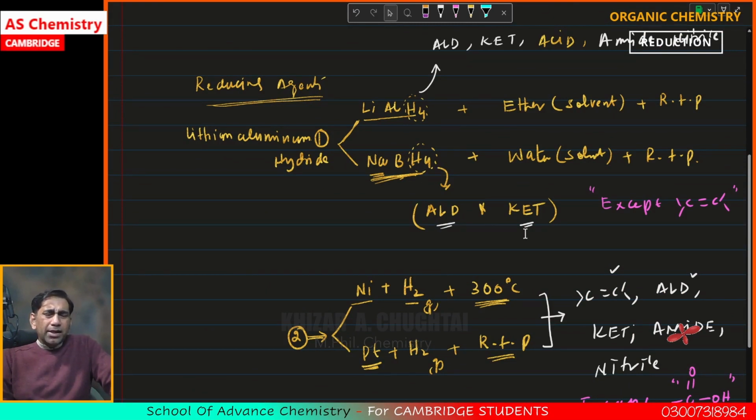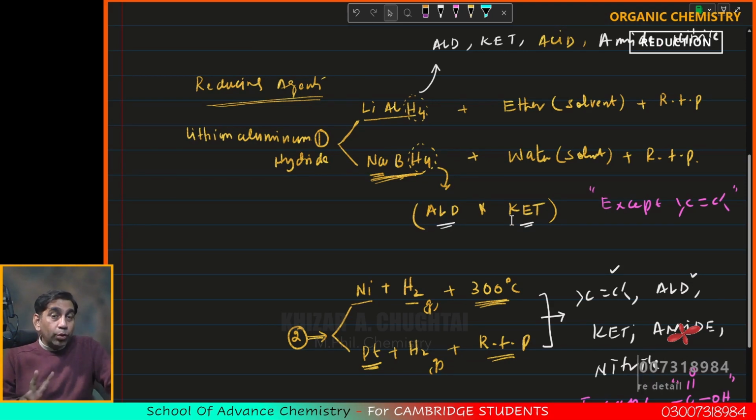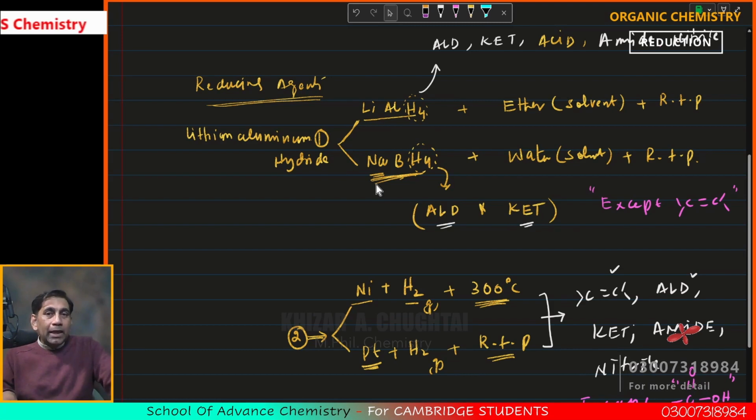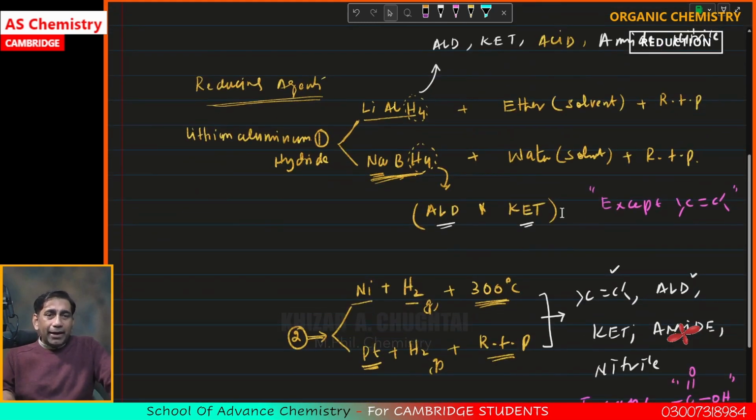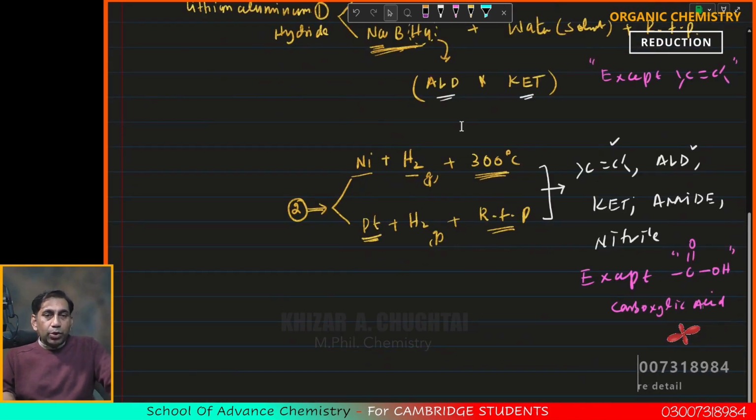Sodium borohydride has a very specific application. It is just going to reduce aldehydes and ketones. Only 2 can be reduced by sodium borohydride. Lithium aluminum hydride can reduce 5 functional groups: aldehyde, ketone, acid, amide, nitrile. But collectively, they both cannot reduce carbon-carbon double bond. That is the exception of this group. What is the exception of the other group? This group cannot reduce carboxylic acid.